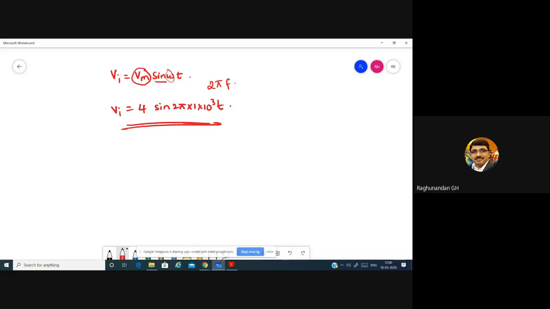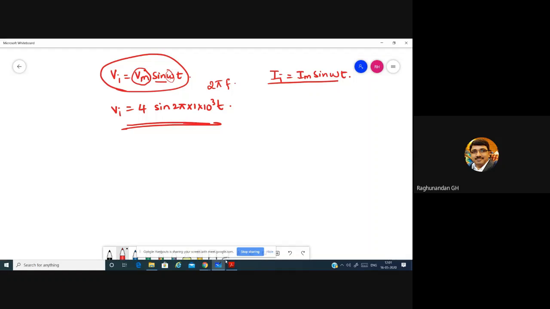So we have to generate this one, because this is the basic formula for any instantaneous signal. Instantaneous signal is given by Vi is equal to Vm sin omega t. Similarly, instantaneous current is given as I is equal to Im sin omega t. If they ask in terms of current, I is equal to Im sin omega t. For voltage, Vi is equal to Vm sin omega t. Vm is the peak voltage, and Im is the peak current.